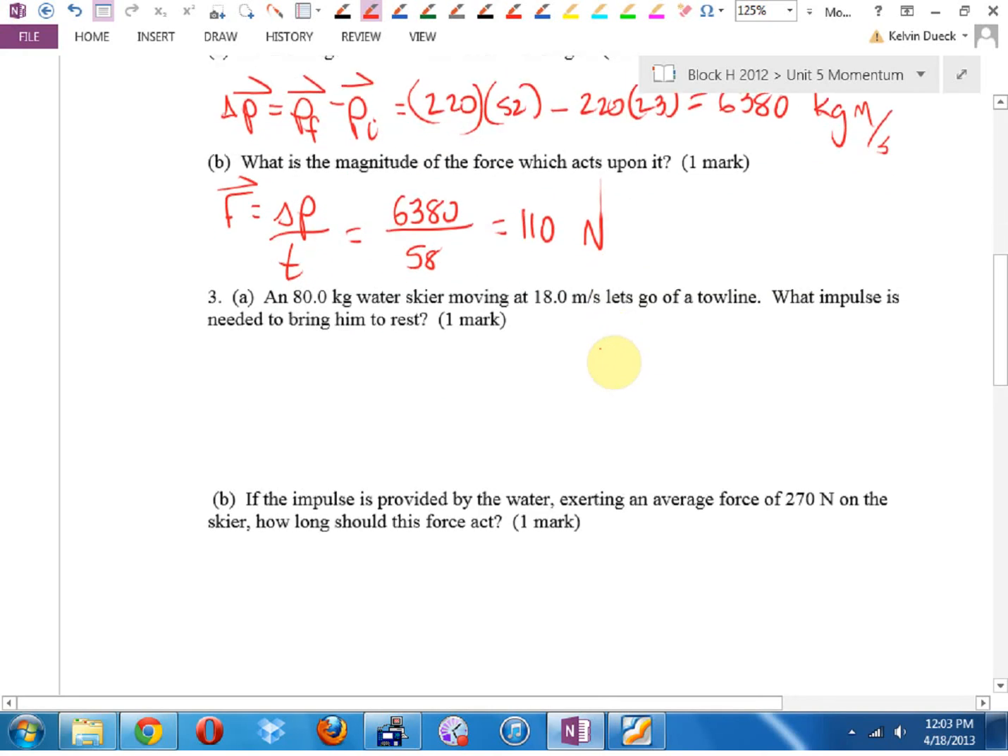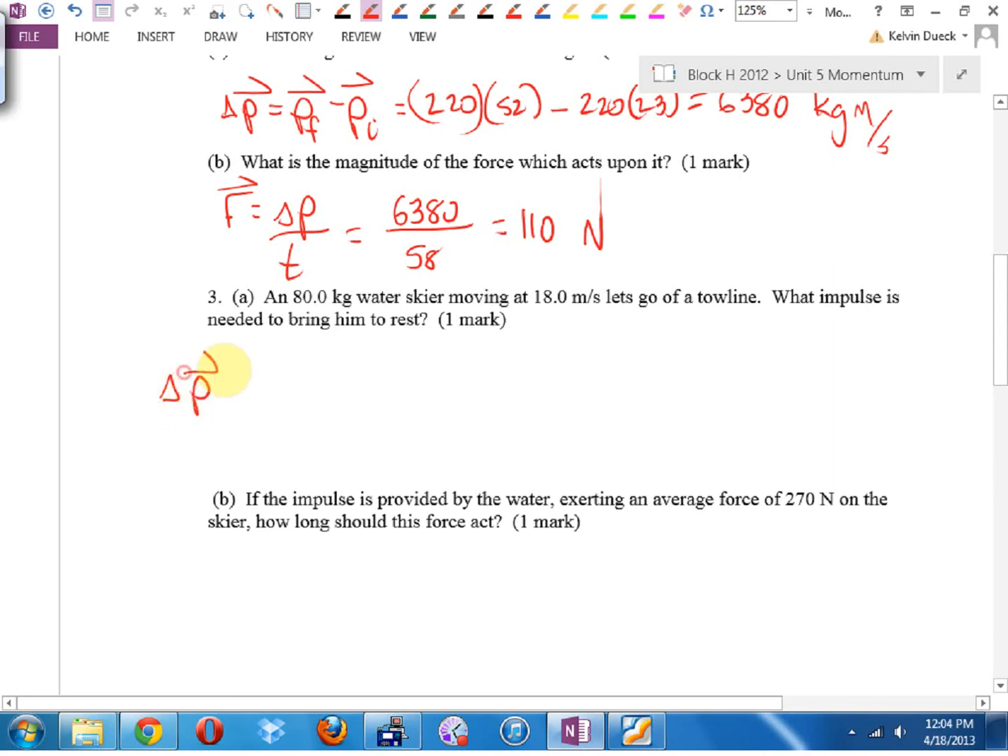Water skiing. Oh, that'd be nice. An 80 kilogram water skier moving at 18 meters per second lets go of a tow line. I visualize it. Oh yeah, he would slowly skip to a stop along the water and then sink. I've seen that before. What impulse is needed to bring him to a rest? What's another word for impulse? So they want me to find this.